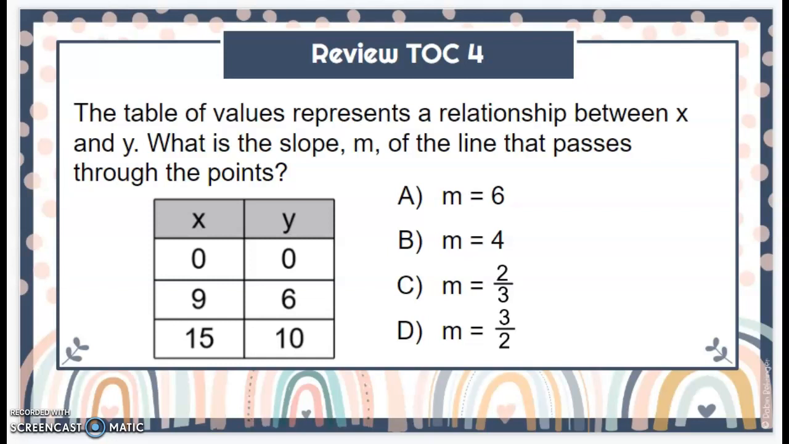All right, we're going to go ahead and review TOC number 4. So the question is, the table of values represents a relationship between x and y. What is the slope m of the line that passes through the points? I'm going to have you go ahead and answer this question.